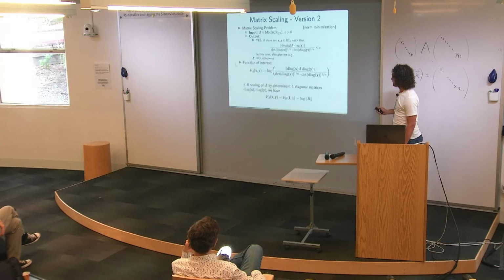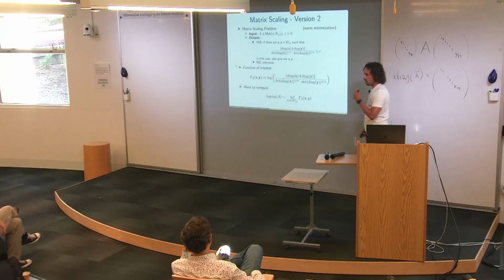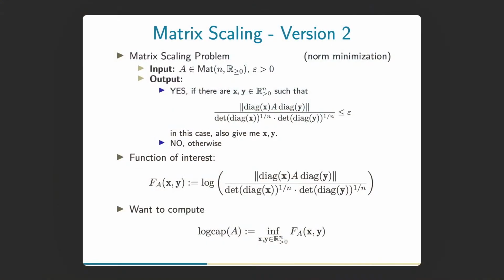Great. Okay, so now what do we want to compute? I'm going to call this infimum of the log norm the log capacity. We can talk about capacity later, but I'll defer that conversation for when Leonid is here, so you can talk to Leonid about this. So we want to compute this infimum.